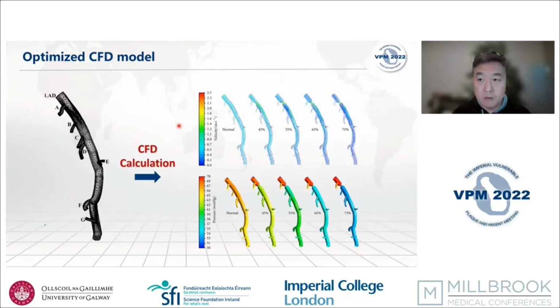FFR is using the CFD model, but a traditional CFD model needs at least half an hour. That means 30 minutes. We use our optimized CFD model. We can reduce the time to 30 seconds. This is because we have our own database. Also, we use some AI methods to reduce the computational time, so we call it the optimized CFD model. But if we include the angiography and other parts, our total operational time is smaller than 5 minutes.